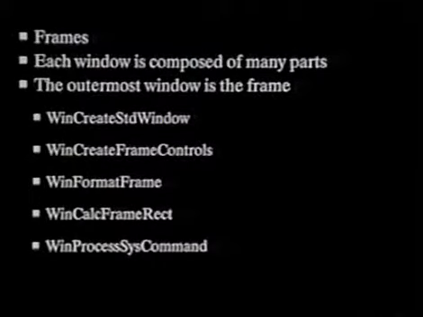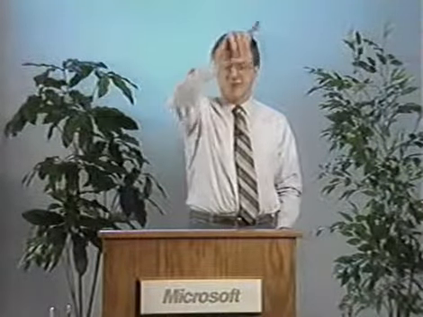A window is composed of many parts. It has an outside border. It has a sizing box. It has a caption. It has various pieces. You're allowed in the presentation manager to make those pieces one at a time. The outermost piece is called the frame. There are a set of routines for manipulating the frame.